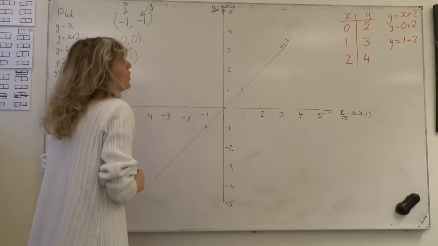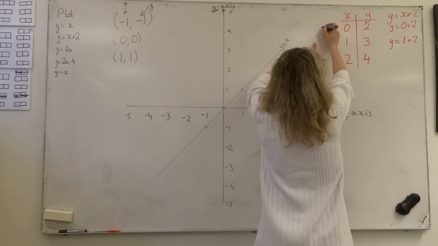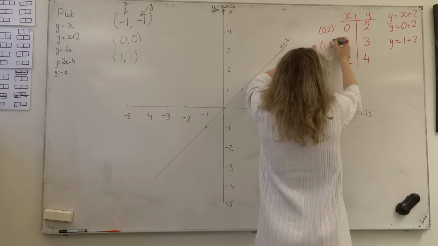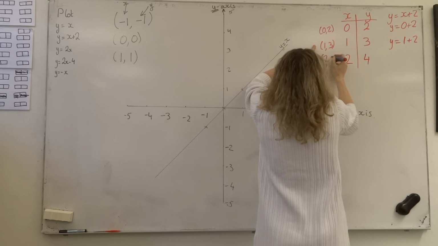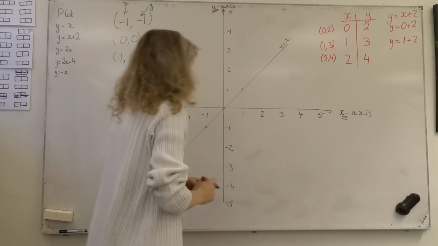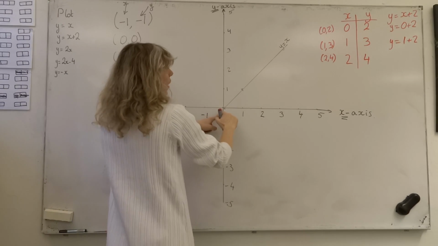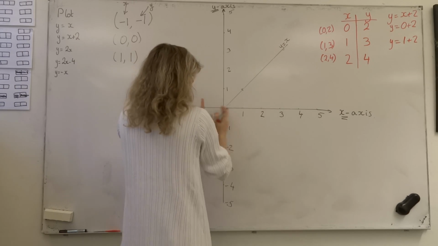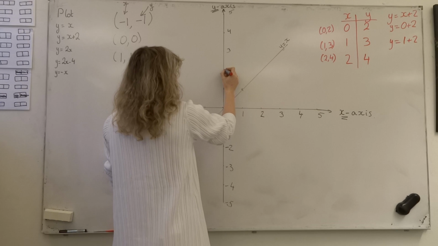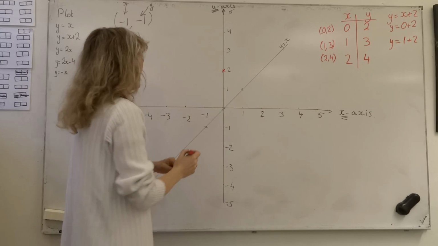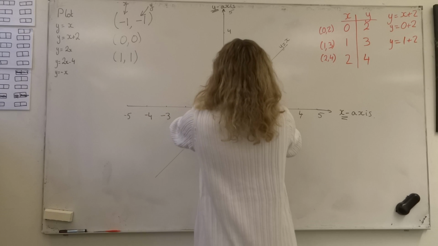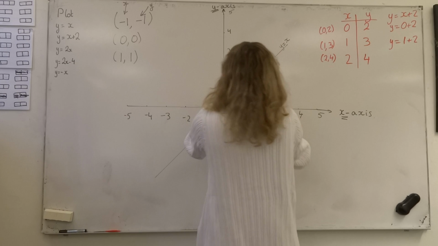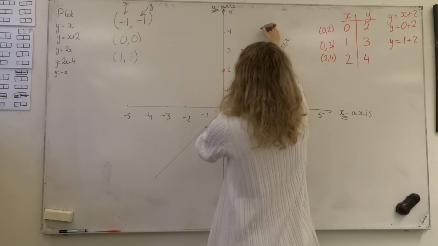So now we can plot those coordinates. This one will give us the coordinate 0, 2. This one will give us the coordinate 1, 3. And this one will give us the coordinate 2, 4. And we'll plot them on our graph. 0 on the x direction means we'll be here on this line. Somewhere on this line there's 0 moving in the x direction. And 2 up. That's our first point. Then we have 1 and 3, which will be here. And then 2 and 4, which will be here.